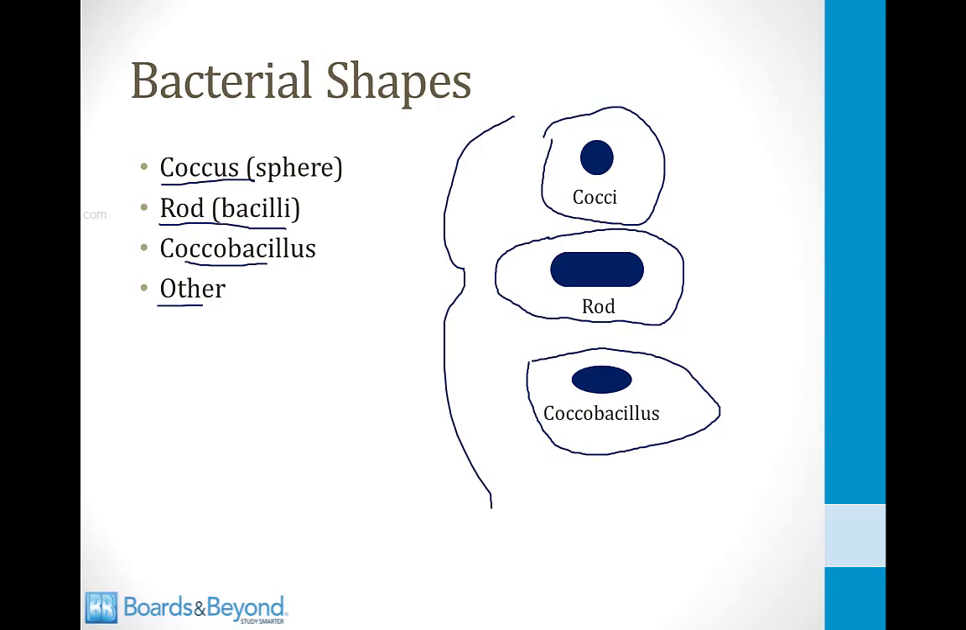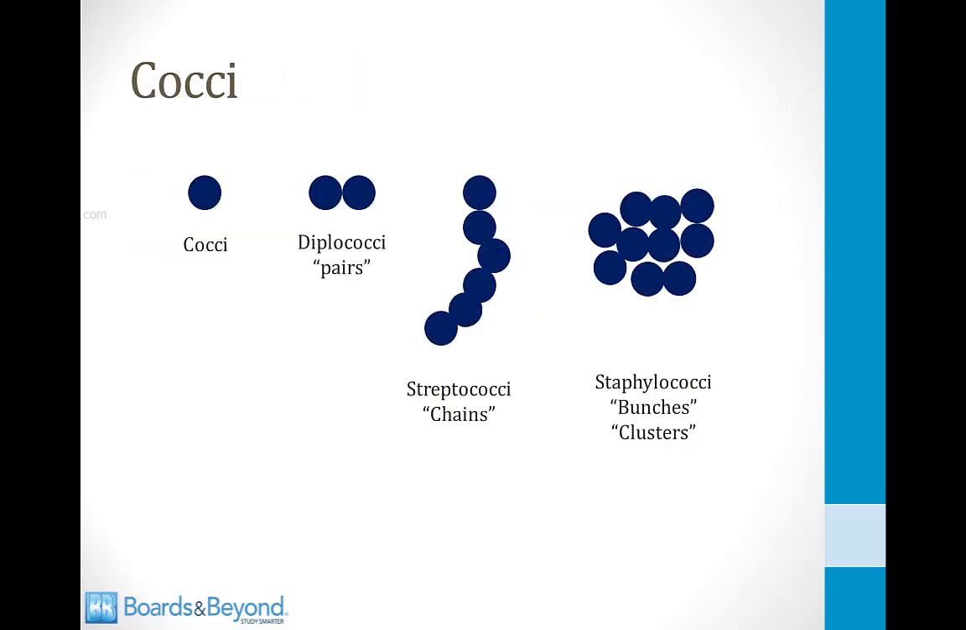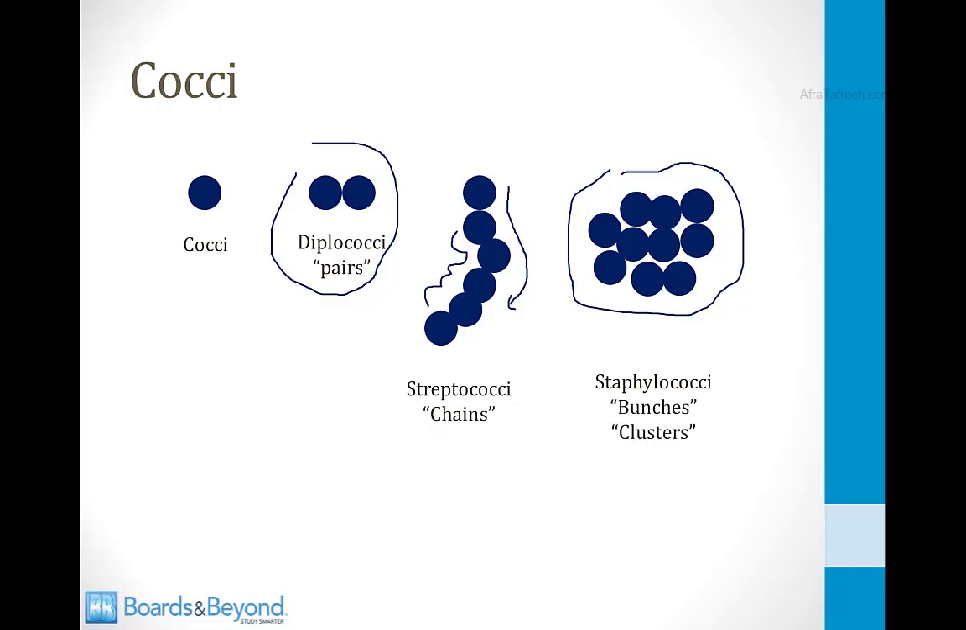When you have more than one cocci on a slide, they tend to form certain characteristic patterns. The first pattern is for them to be grouped in pairs. This is called diplococci. The next pattern is to form chains, and Streptococcus tends to form chains. The reason this happens is because each new bacteria forms away from the older bacteria, so you get them forming away from each other and forming these long curved chains. And then the final pattern is to be in bunches or clusters, and that's what Staphylococcus does. It forms clusters like this. Sometimes they're described as clusters of grapes.